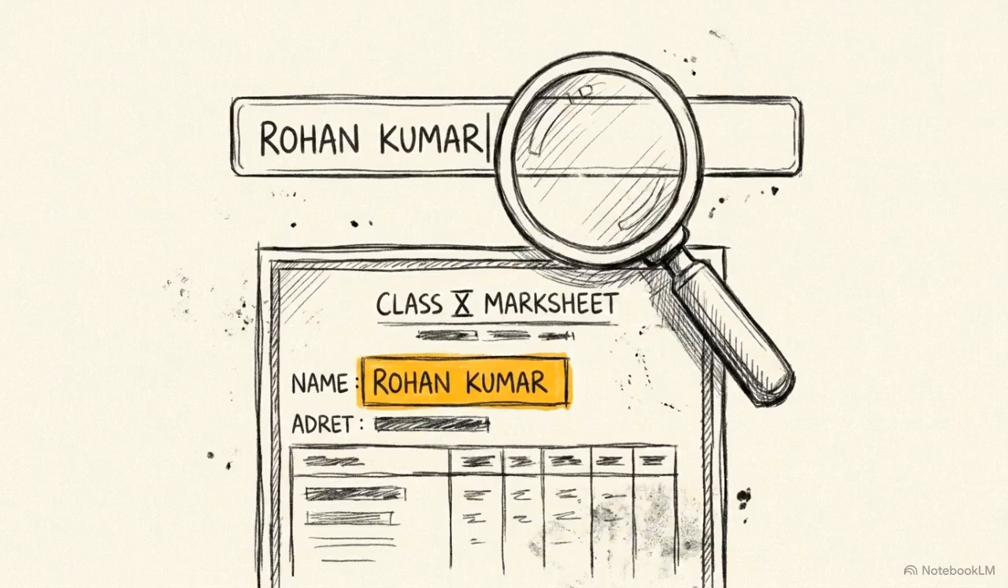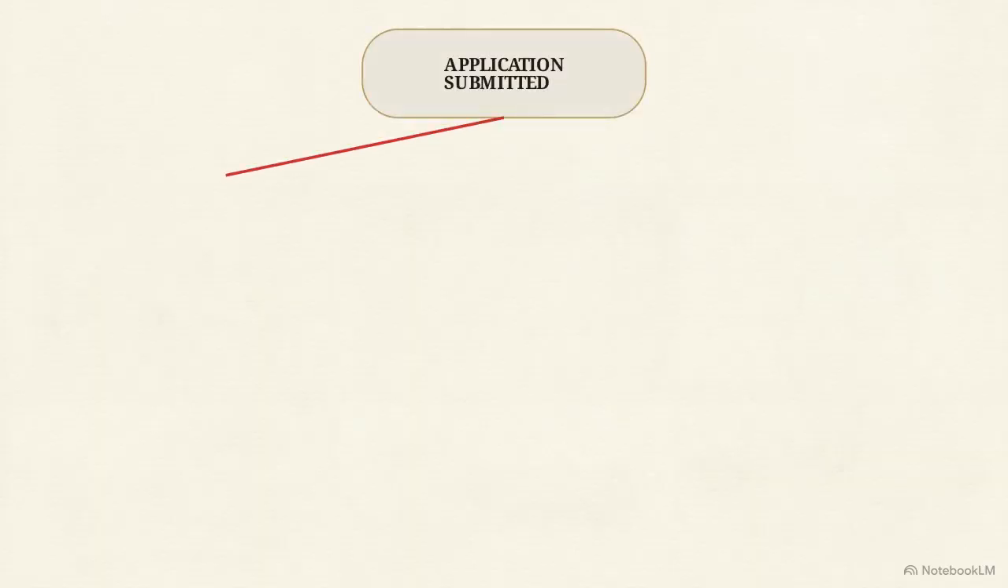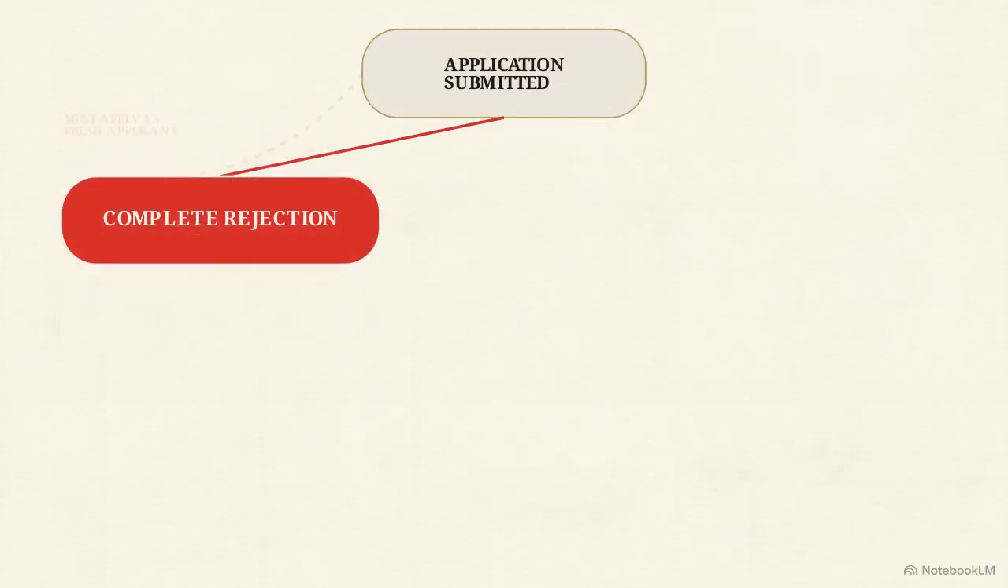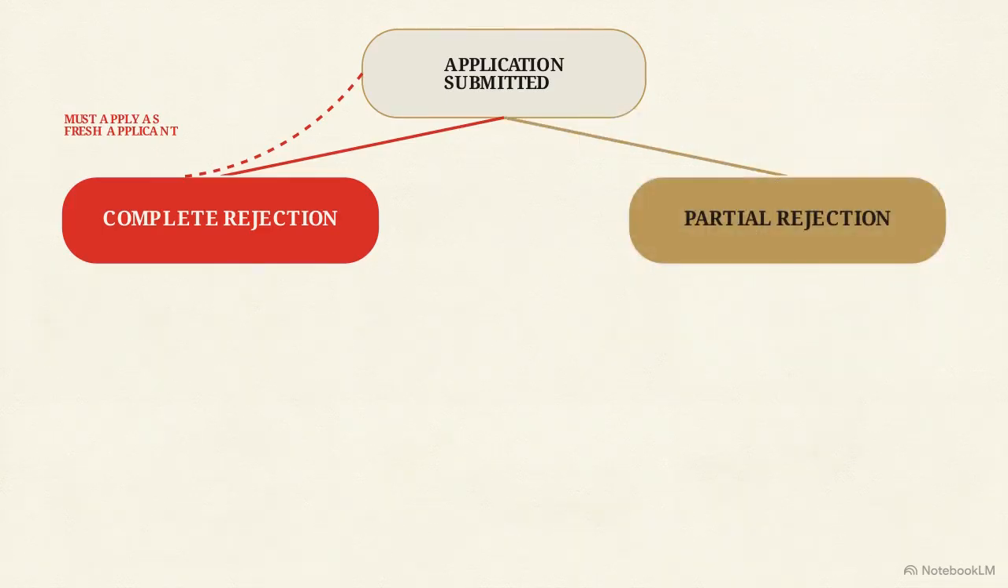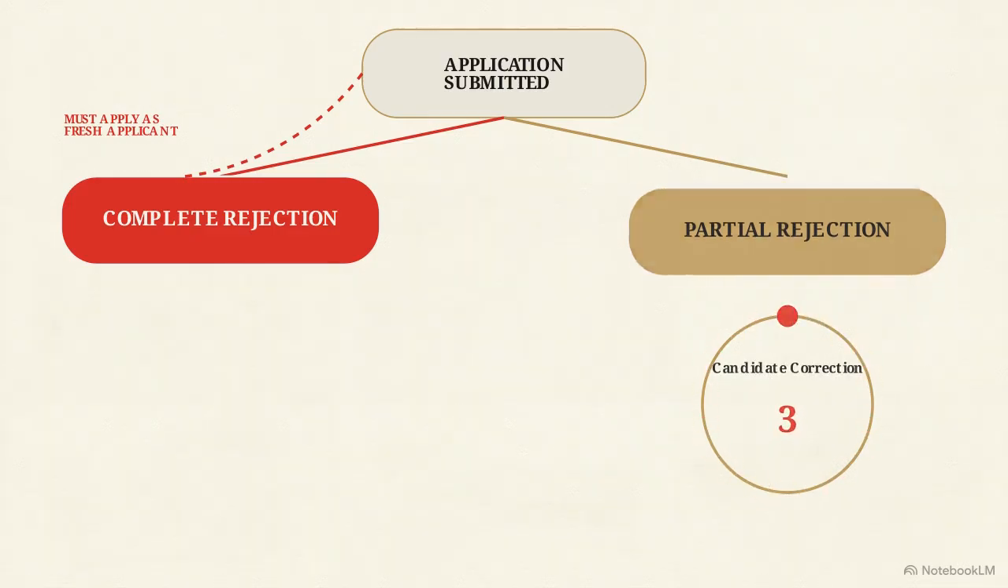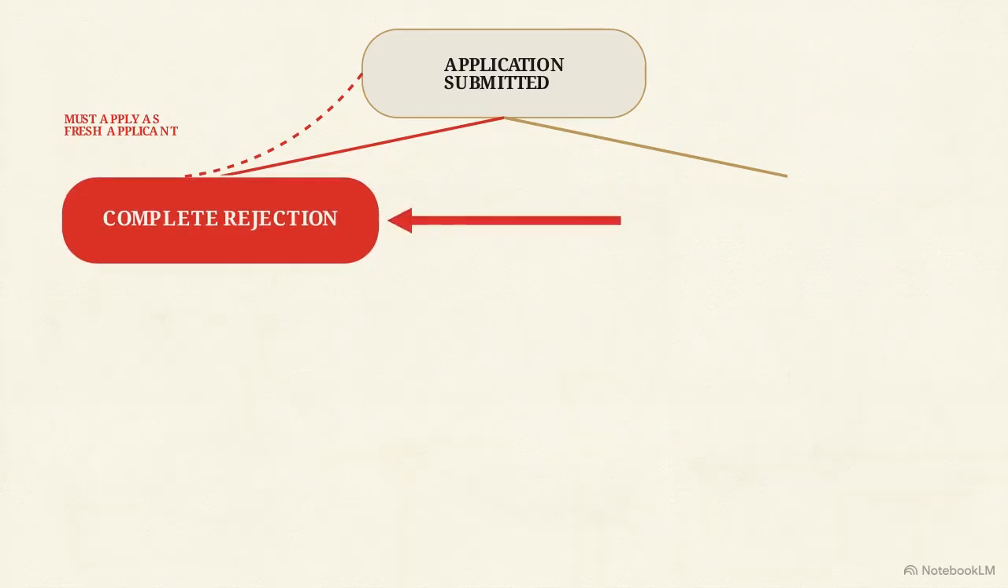Your name, your parents' names, and your date of birth must match your Class X mark sheet exactly, down to the last character. Basic mismatches, like spelling errors, trigger complete rejection, deleting your application. Blurry PDFs trigger partial rejection, returning to you for email corrections. You get 3 chances to resolve this before the system permanently diverts to a complete rejection.